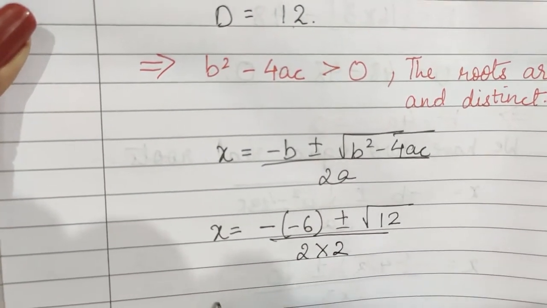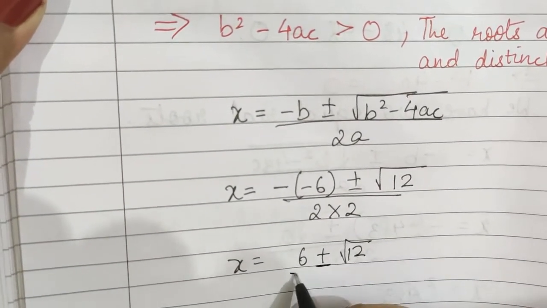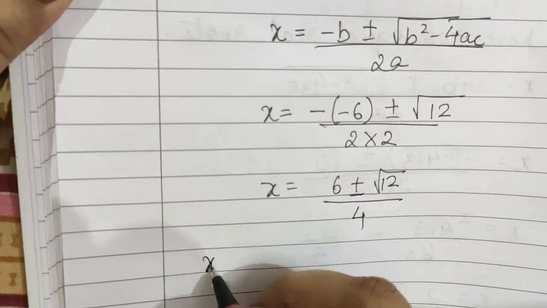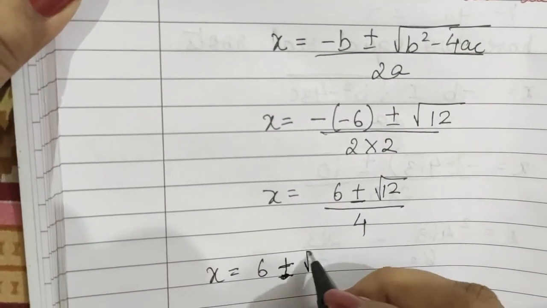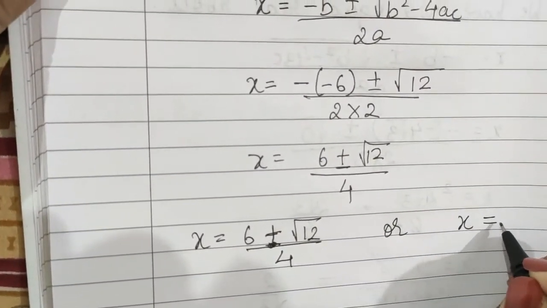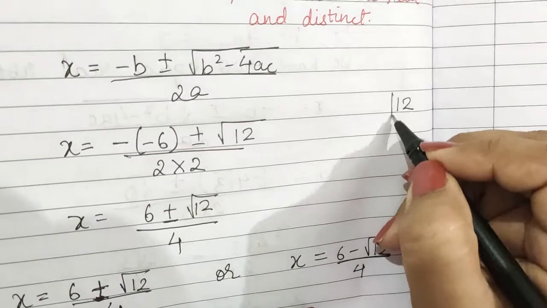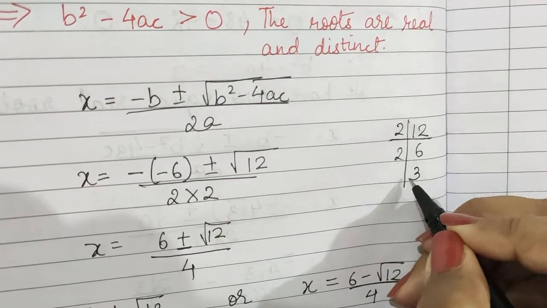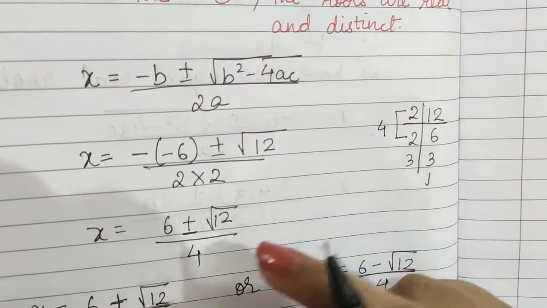2 multiplied by 2. X equals to 6 plus minus root 12 upon 4. So from here we get two different roots. X equals to 6 plus under root 12 upon 4, or x equals to 6 minus under root 12 upon 4. Now see children, this root 12 we can solve it as 2 6s are 12, 2 3s are 6, 3 1s are 3. Now 2 2s is what? 4. Square root of 4 is what? 2. So we can find it out.